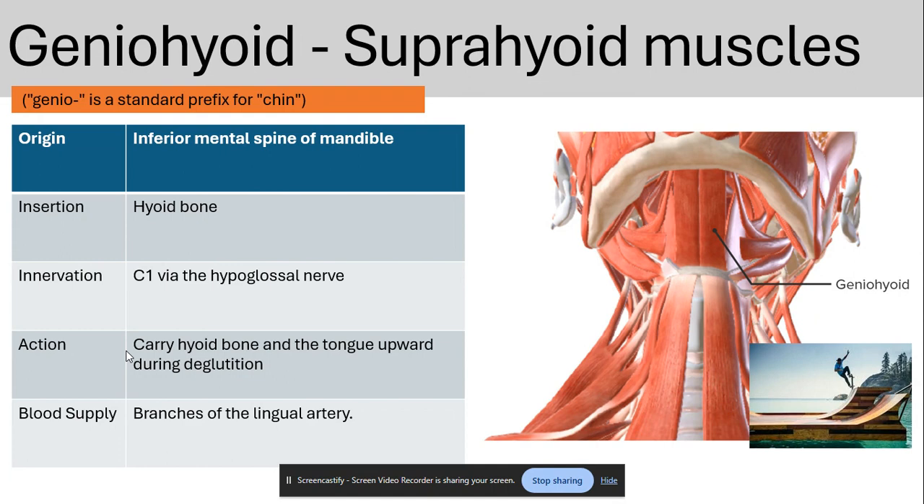This is a suprahyoid muscle, which is superior to the hyoid bone, right? So remember it by the skater's ramp, right? As you can see, it's a skater's ramp, right?